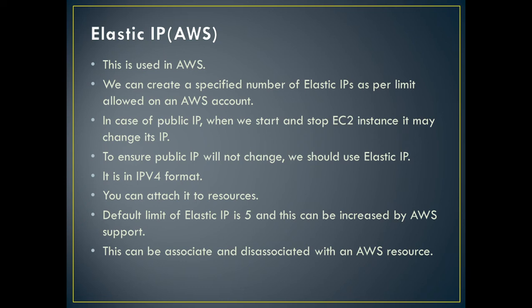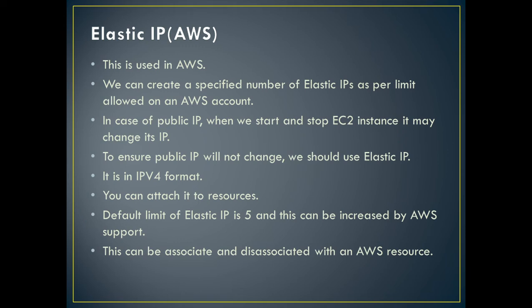To resolve this problem and to stick to the same IP, we should use the elastic IP. An elastic IP can be allocated or associated with an AWS resource, and at the same time it can be disassociated as well. We can create a specified number of elastic IPs as per the limit allowed on an AWS account. By default the limit is 5, and this can be increased using the AWS support service limit.